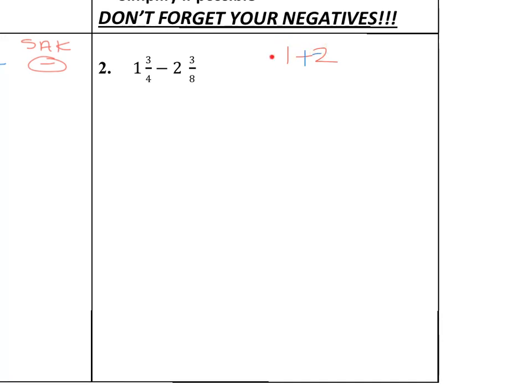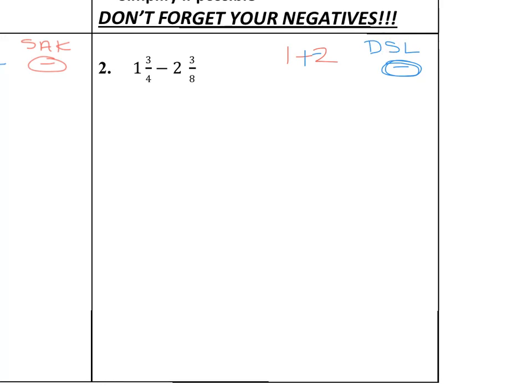So I have different signs. So when they're not on the same team, I'm actually going to subtract. So different signs tells me to subtract. And I'm going to keep the sign of the larger number. In this particular case, my 2 is larger, so my answer is going to be negative. Don't forget about that at the very end. So really what I'm doing is subtracting.